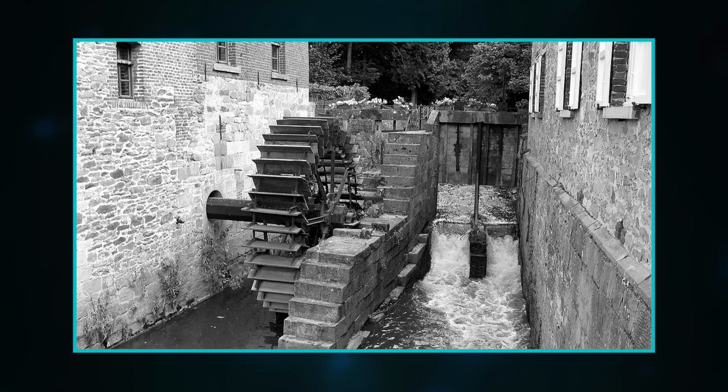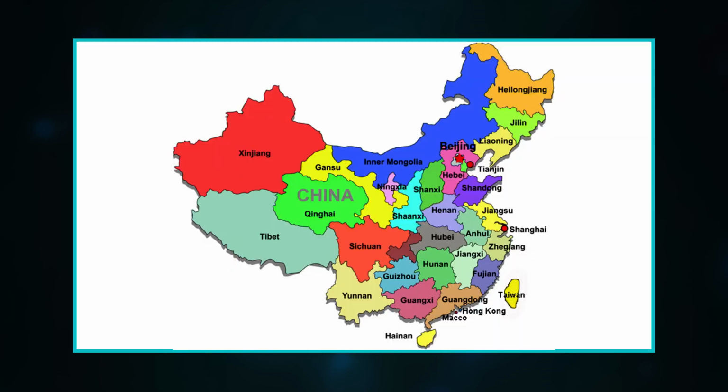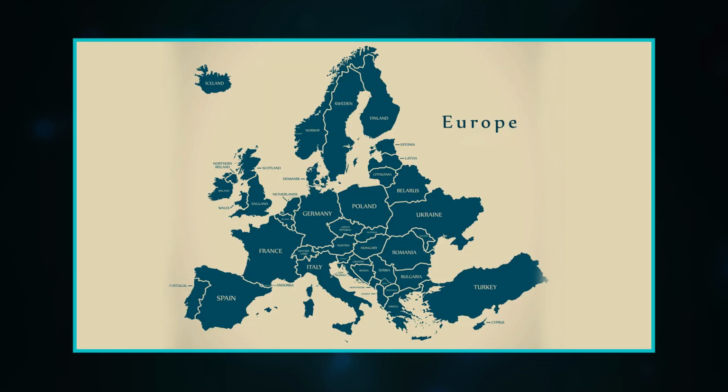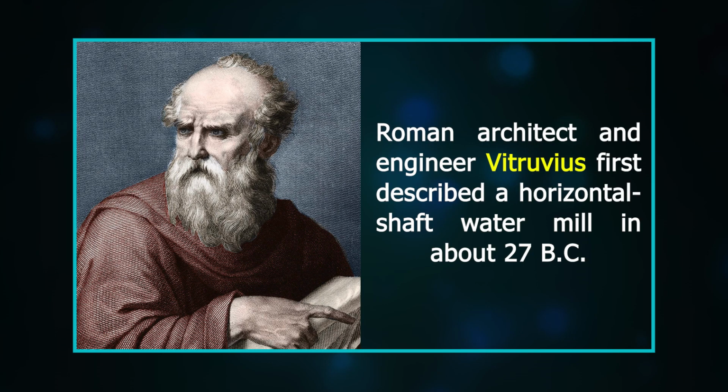Early vertical shaft water mills that drove querns were known in China by the 1st century AD and were used throughout Europe by the end of the 3rd century. The Roman architect and engineer Vitruvius first described a horizontal shaft watermill in about 27 BC.